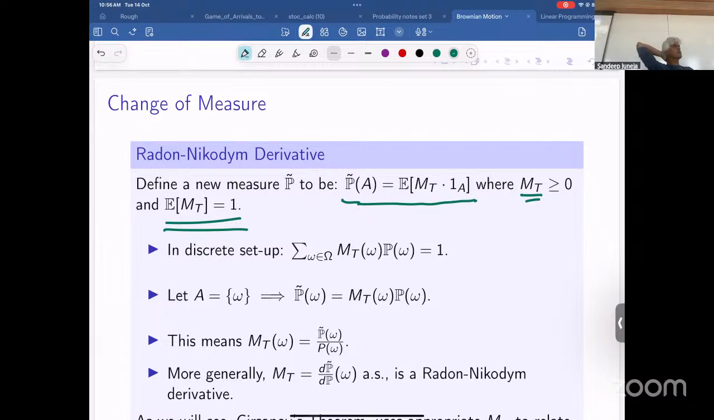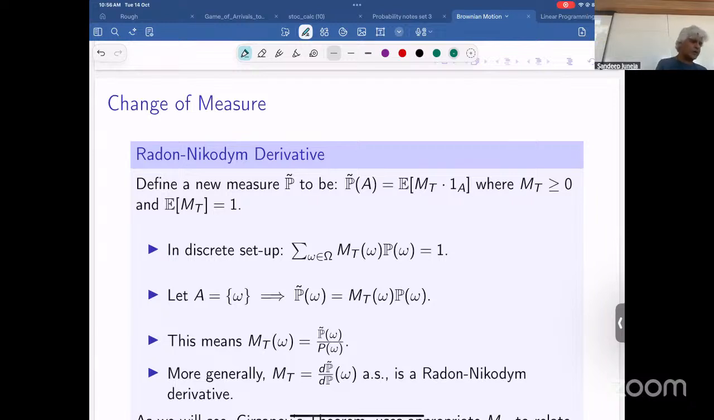Is T useful here, or can you just think of it as any X, not indexed by time? T means it's measured by the big sigma algebra. But there's nothing to do with time in some sense. That's right. I just need basically a random variable which is non-negative and mean 1.